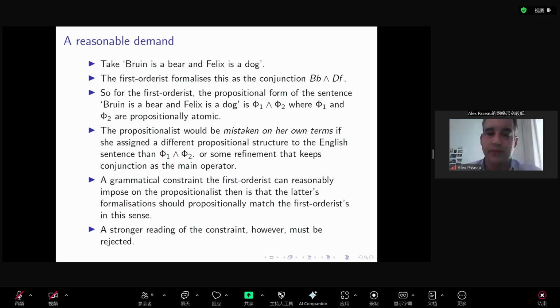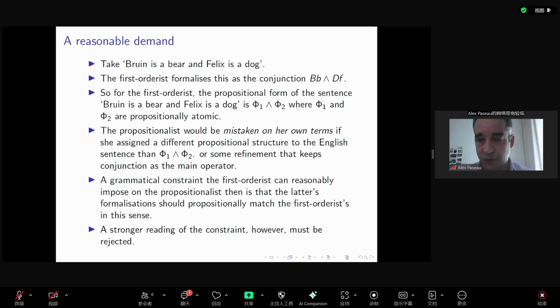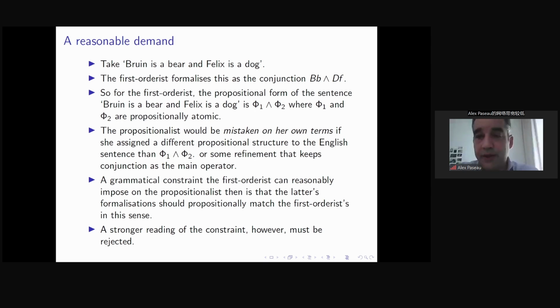Given that they share the Boolean connectives, the truth functional connectives, and those are the ones the propositionalist uses and doesn't go beyond, it seems reasonable for the first orderist to say, look, propositionalist, you've got it wrong, unless you recognize that the grammatical form of this original sentence, Bruin is a bear and Felix is a dog, is a conjunction. If you can't recognize that that is a conjunction, then that is clearly a mistake, which we can both agree on because we've both got the Boolean connectives in our arsenal of formalization tools. The propositionalist isn't going to agree with the next step, that Bruin is a bear gets formalized as Bb, because they don't recognize the subsentential form given by the first orderist, but they should be able to agree that the overall form is a conjunction.